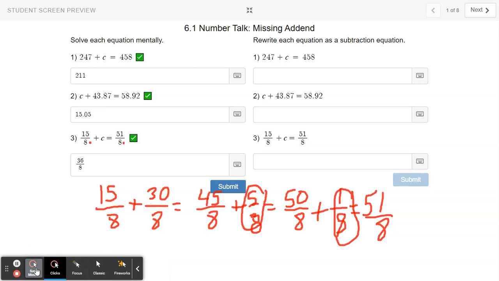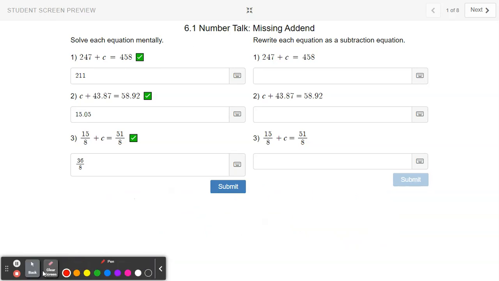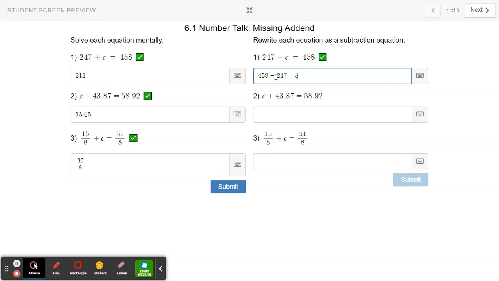Now, the last thing that they're asking us to do here is to rewrite these additions as subtractions because we actually did use subtraction to solve these, right? So I know in order to solve that problem, I did 458 minus 247. And that gave me C. All right, cool. For this problem, again, I had to take my total, the 58.92, and I subtracted 43.87, to get C.